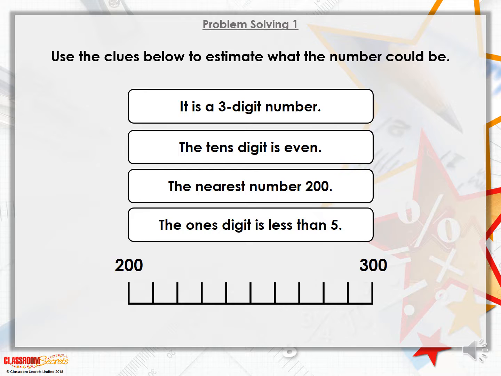We're going to look at one problem solving question, and then when you go on to do your sheets, you can have a look at the different problem solving questions that you have there. So this one says, use the clues below to estimate what the number could be. It says it's a 3-digit number. The tens digit is even. So think about all those 3-digit numbers that you could have where the tens digit is even. Remember our odd and our even numbers.